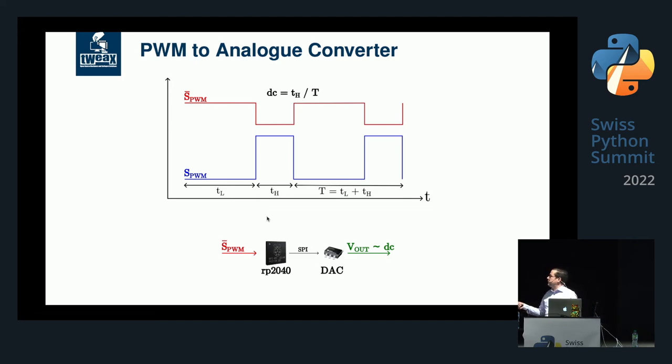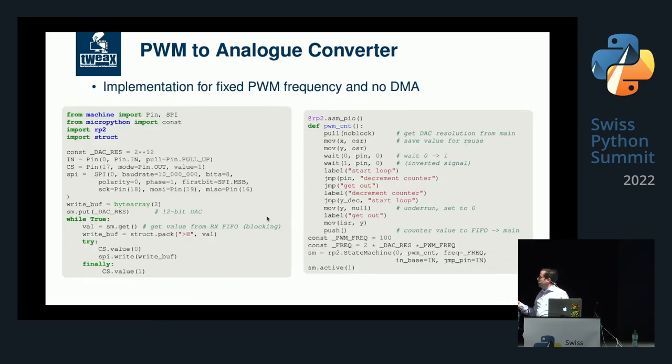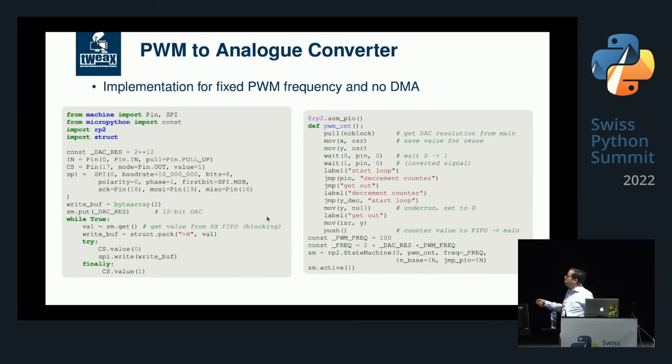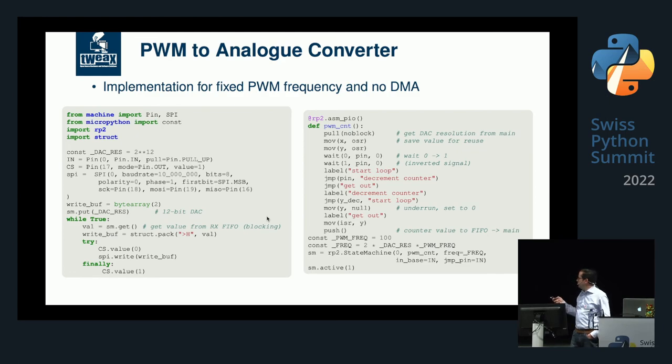The schematic is very simple. You put in, in my case, an inverted PWM signal. Then you use a counter to determine the pulse width. And then you send it over SPI to a DAC, and you get the voltage out. The implementation is nothing special, a bit like before. We just count. There is a loop which takes two cycles, and that decrements during the low level of the pulse. And then we push the value out to the main code that gets the value, puts it in a structure and then sends it over the SPI bus, and well, it works.